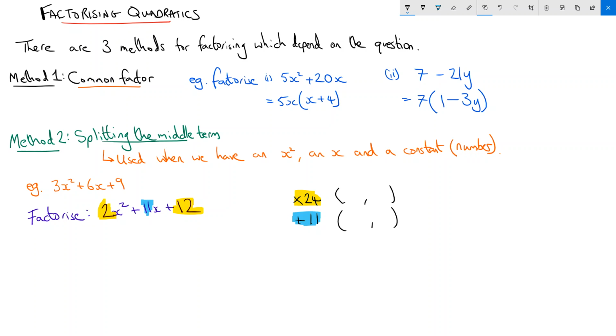It could be. Sometimes it might be, sometimes it might not be. But it has to be the same. So the two numbers multiplied together equal 24, but added together equal 11. Exactly. Two numbers that multiply to give 24, but the same two numbers have to add to give 11.